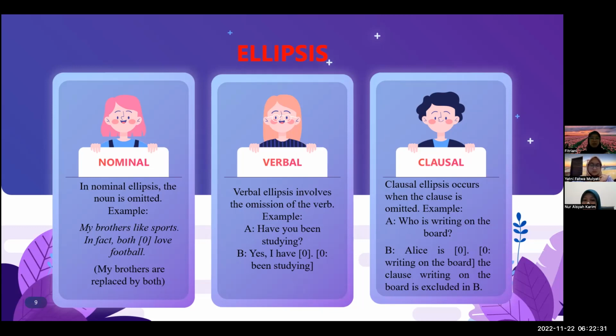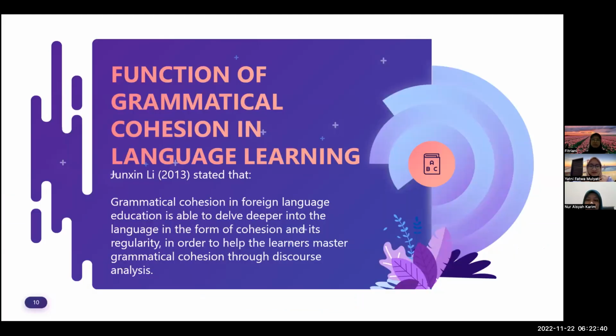Now we are coming to Yatni's explanation. Okay, time is yours. Okay, thank you, Fitri, for the explanation. Now we move to the function of grammatical cohesion in language learning. So why do we take it in language learning? Because we are from English education, so we focus more on grammatical cohesion in language learning.